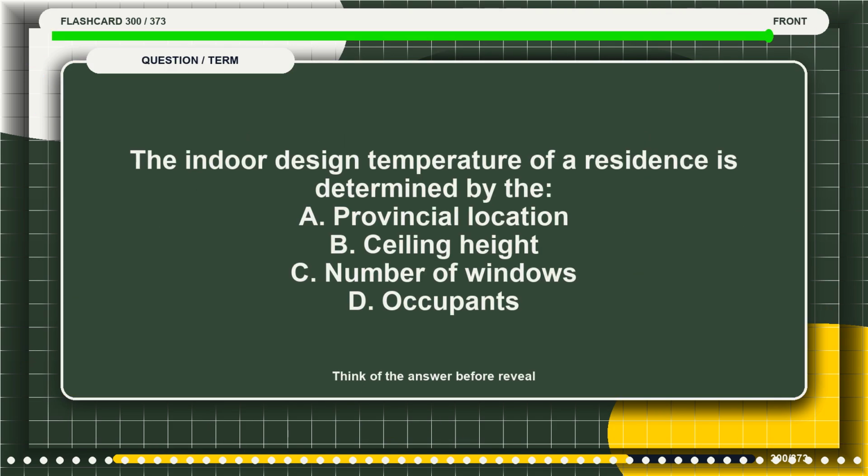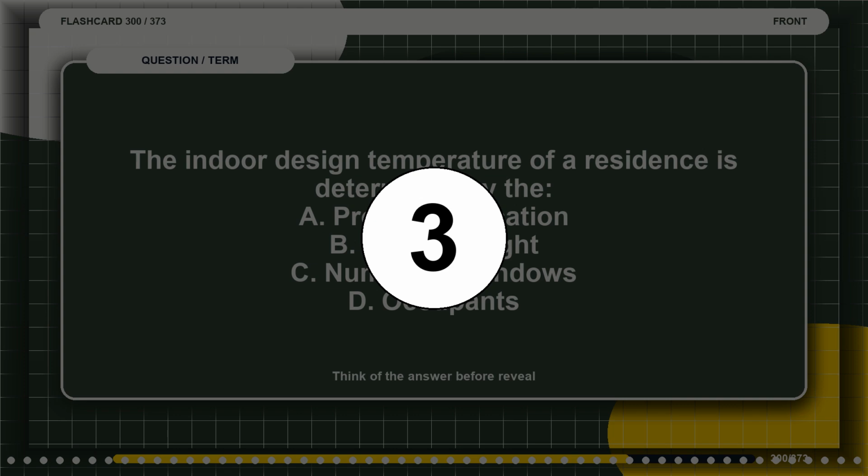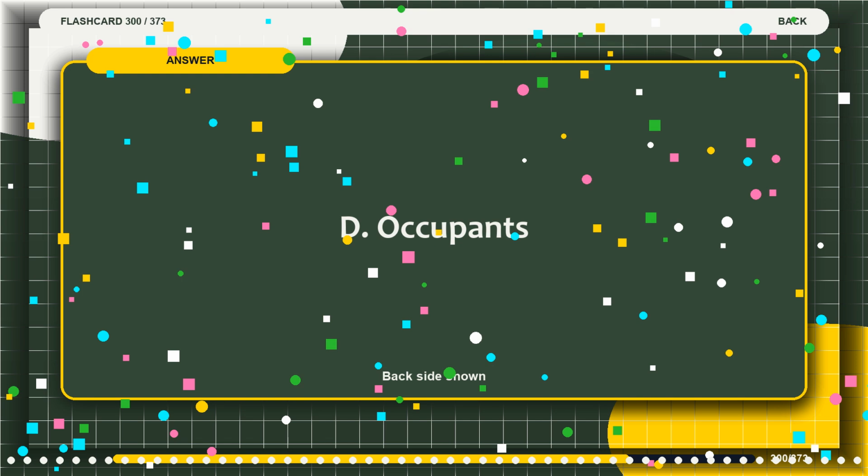Flashcard 300. The indoor design temperature of a residence is determined by the A. Provincial location. B. Ceiling height. C. Number of windows. D. Occupants. Think of the answer before the reveal. The answer is D. Occupants.